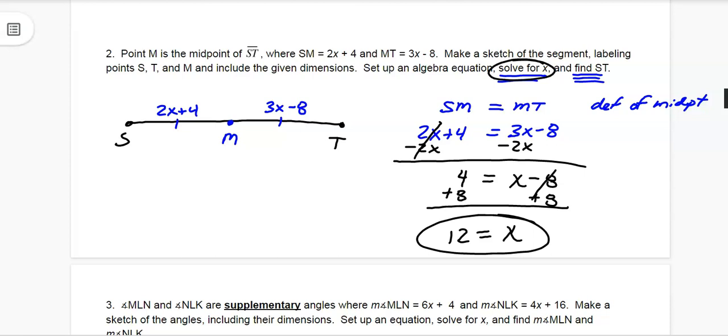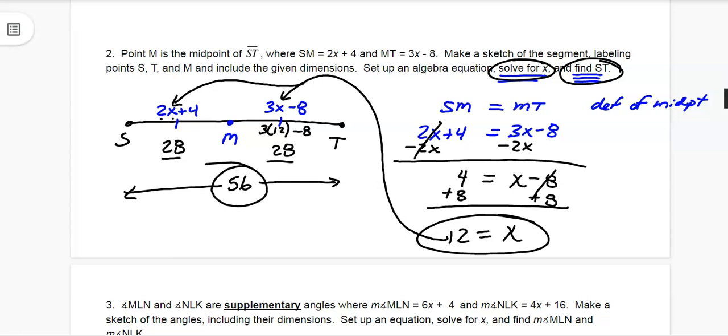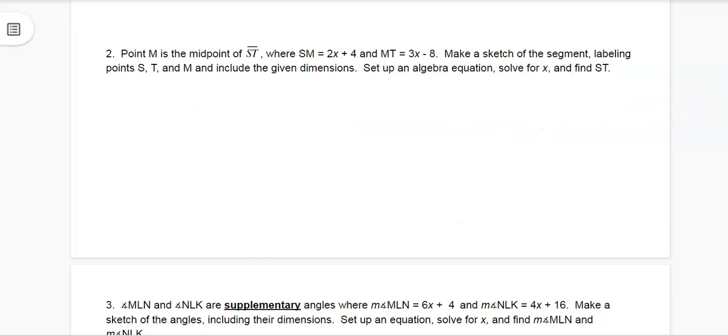So I've done this part. Now I still need to find ST. So what I'm going to do is take this 12 and jam it in both spots. I'm going to substitute. So over here I have 2 times 12, which is 24, added to 4. That's 28. Hopefully I get 28 over here. I have 3 times 12, which is 36. 36 take away 8 is 28. Awesome. So that worked out nice. Now, final question. What's the total distance from S to T? Well, it's 28 plus 28, or 56. So, not too bad. You just got to draw the picture, set up the equation, get after it.